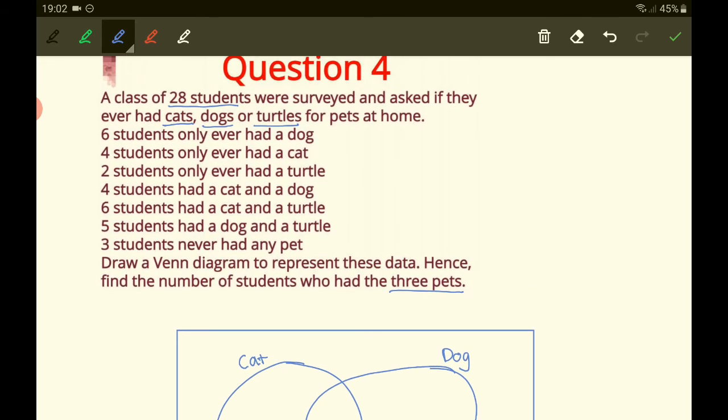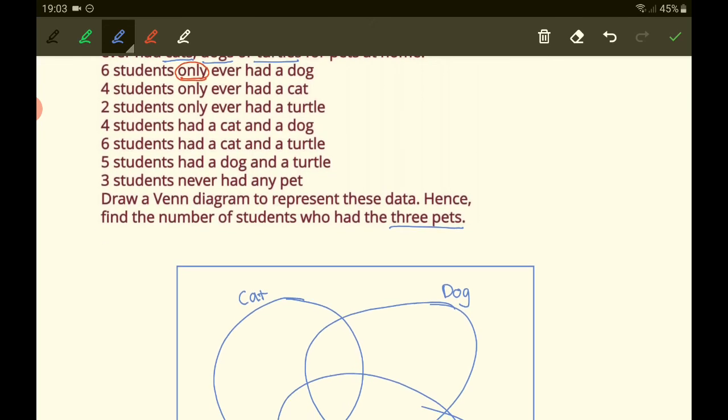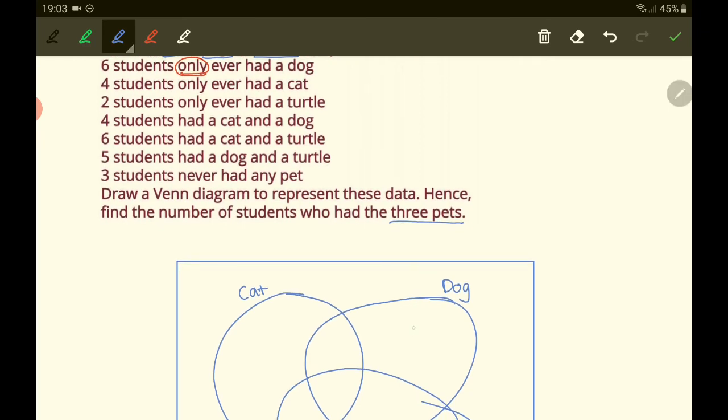So 6 students only ever had a dog. Oh, this one very important. Yeah, you need to pay attention. 6 students only, so there is word only here. So when there is a word only, you don't have to minus with anything because it's already dog only. Yeah, it's not mixed with any other animals, so only dogs. So it's located here. This is 6.